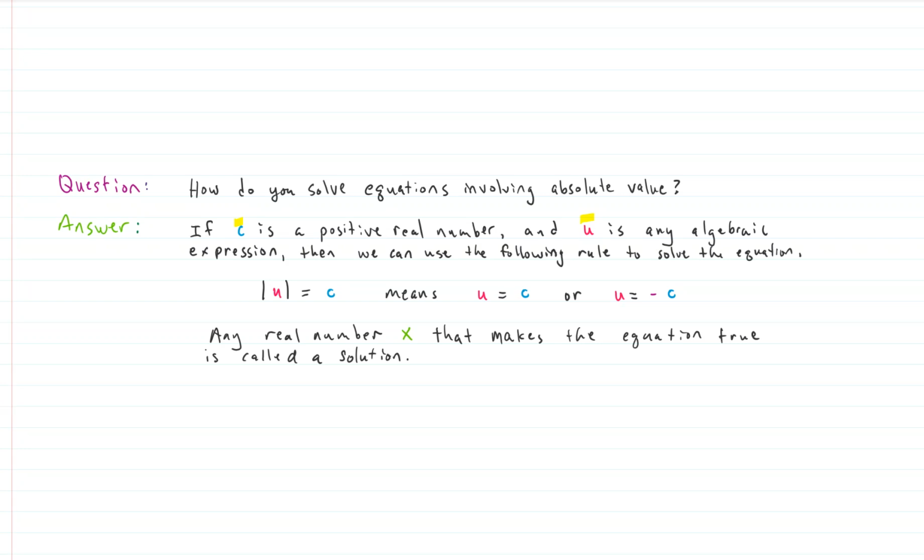The absolute value of U equals C, and again, U is some expression. U could be 5x plus 2, or U could be something else. But U just represents some algebraic expression, and C is just a positive constant. So the absolute value of U equals C means U equals either positive C or U equals negative C. So we can get rid of the absolute value and create two options, two cases, and we just solve those two cases and we get our answer. And any real number x that makes the equation true is a solution.